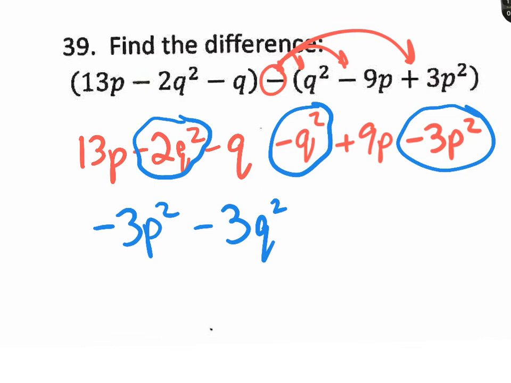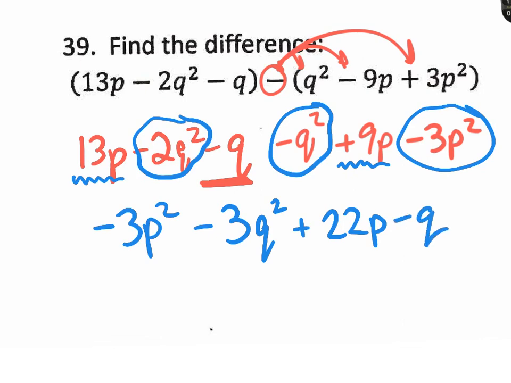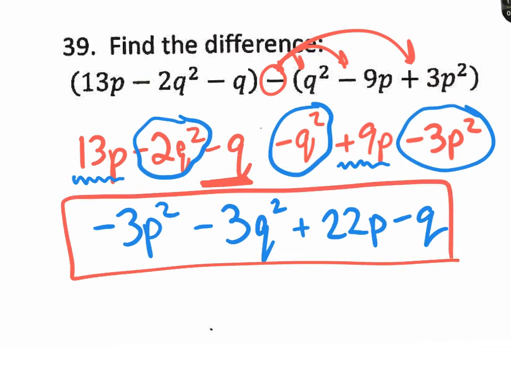Then we go back to the p's, and we're going to go with 13p added with 9p, and that becomes 22p. And then last but not least, we have the minus q right here. So let's just slap that on at the end, minus q. So there is your answer for this last question on the practice final. And that's all you need to know.